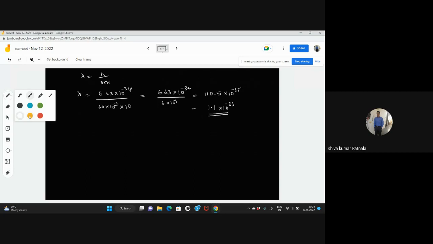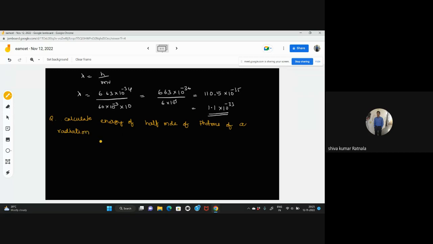So next question, solve this. Calculate the energy of half mole of photons of a radiation with frequency 3 into 10 to the power of 12 hertz.